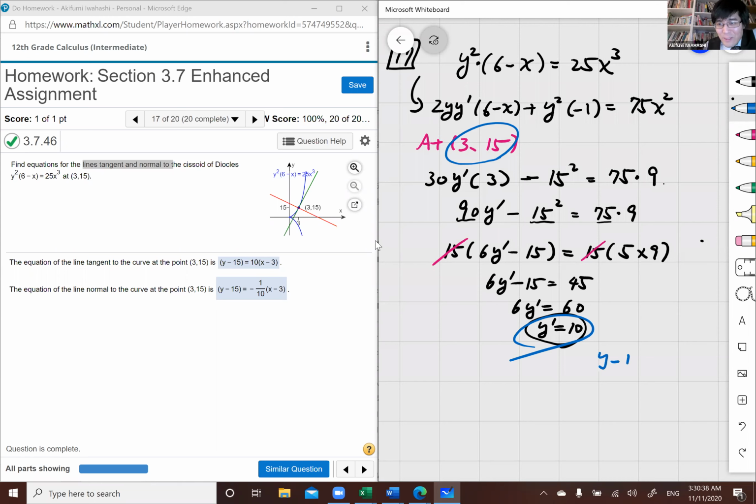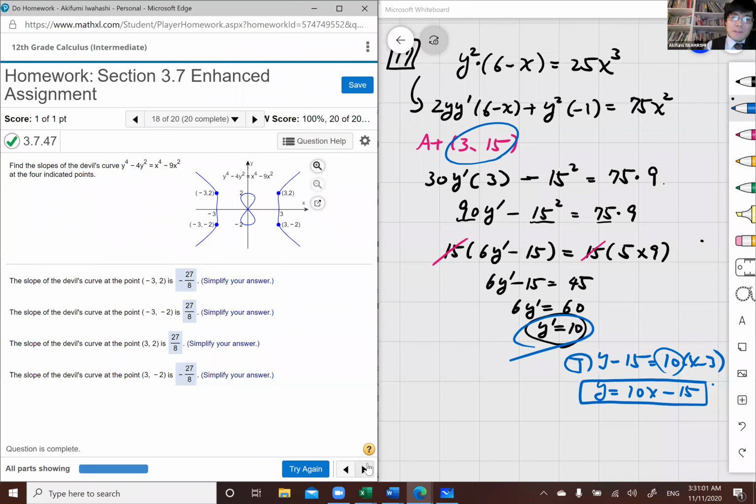So y minus the y value equals the slope times x minus the x value, which can be reduced to y is equal to 10x minus 30 plus 15. So it's going to be 10x minus 15. For the normal line, only this part is changed to negative 1 over 10, and everything else is the same.